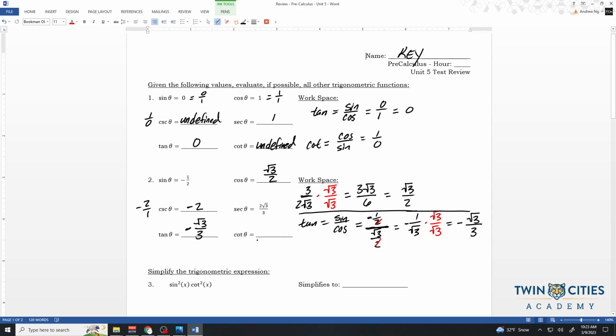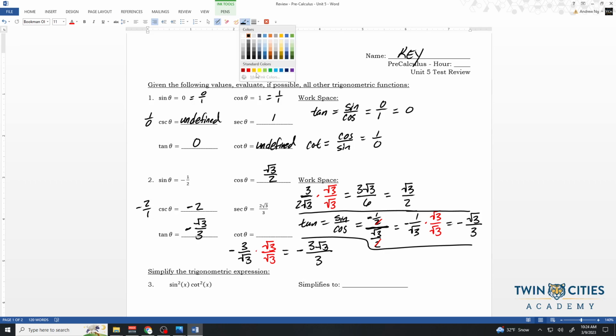The cotangent is the reciprocal of the tangent. So once I've found that the tangent is negative square root of 3 over 3, then the cotangent is going to be negative 3 over the square root of 3. And when we rationalize this, let's find out what happens. This will give me negative 3 square root of 3 over 3. Divide out these 3's here, and I'm left with negative square root of 3.